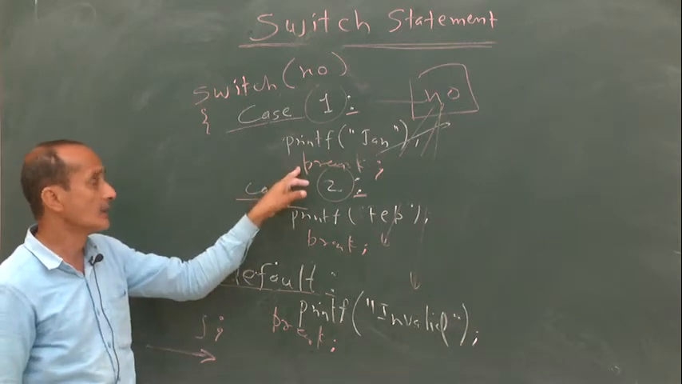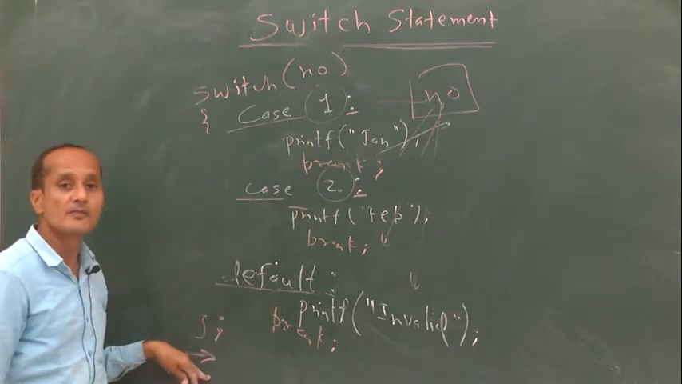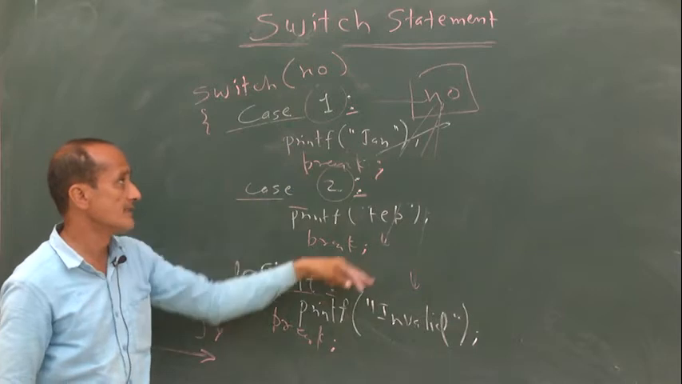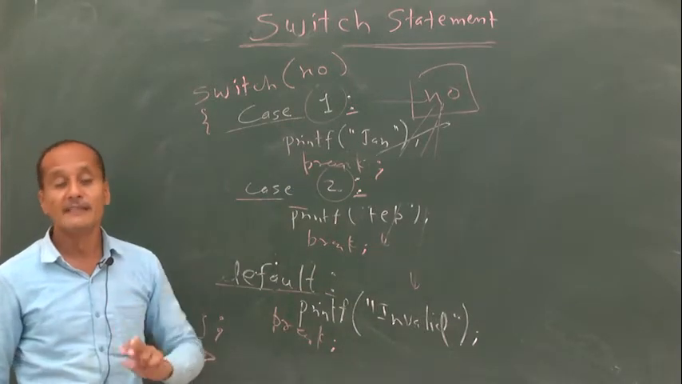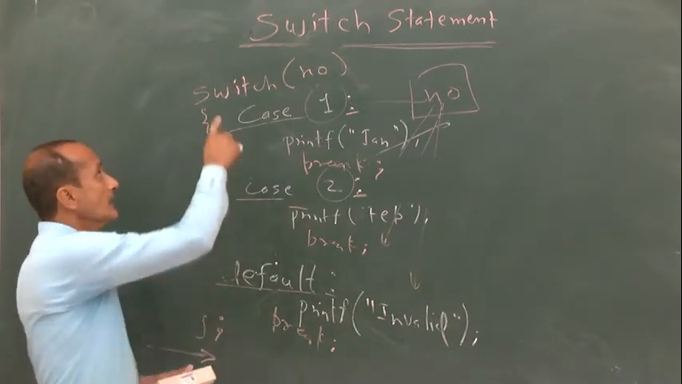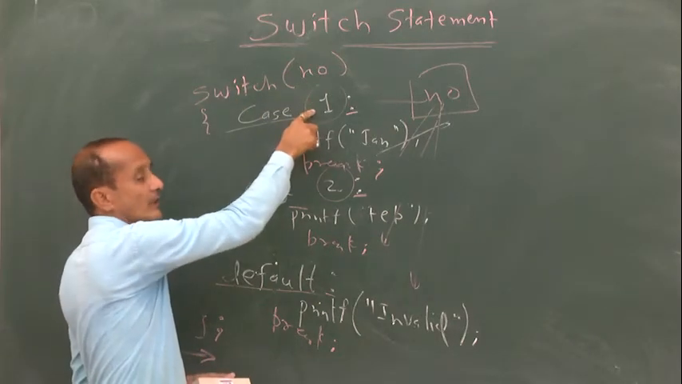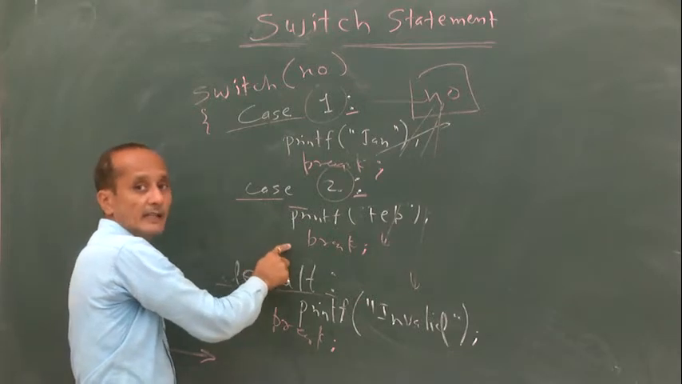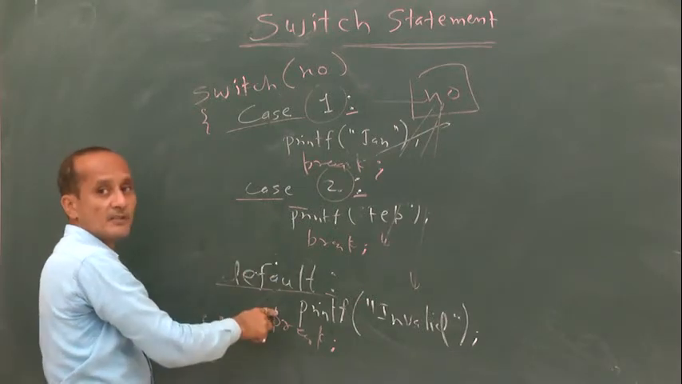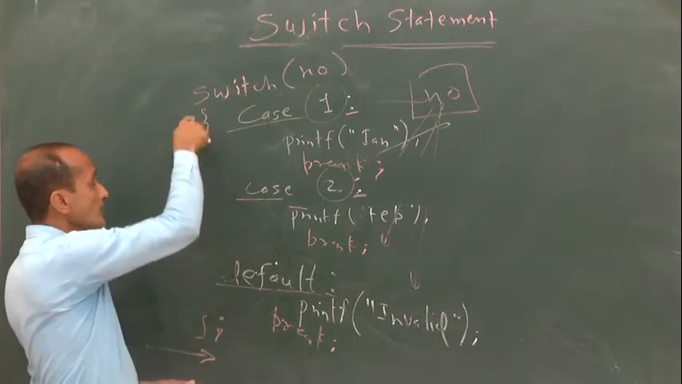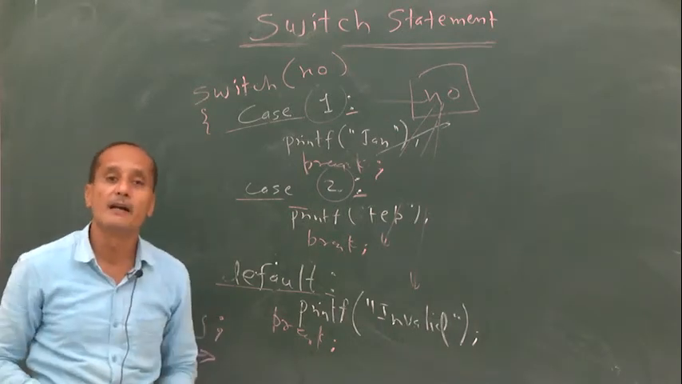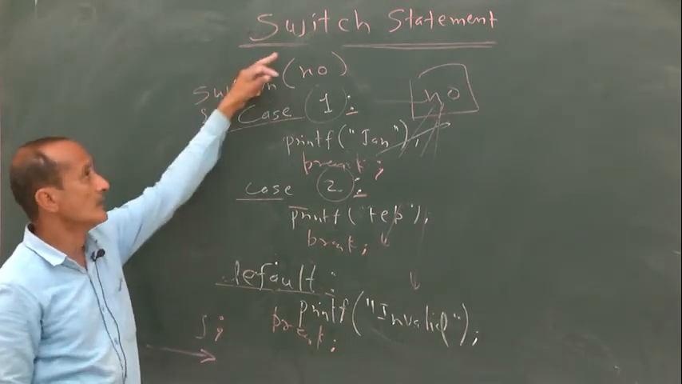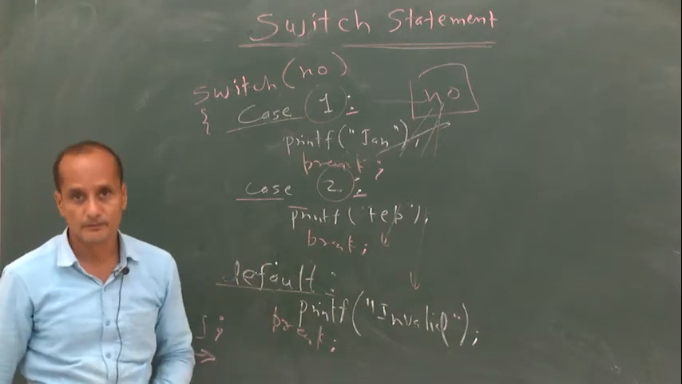Break will direct the control directly from here out of the switch statement. This overall is called a switch statement. This is exactly the same as writing if number equals 1, else if number equals 2, else if number equals 3, and finally else and this much, and the ending curly brace. Of course, starting and ending curly braces are marked like this. So this is called the switch statement.